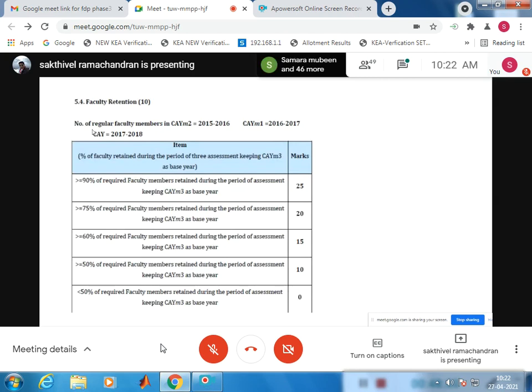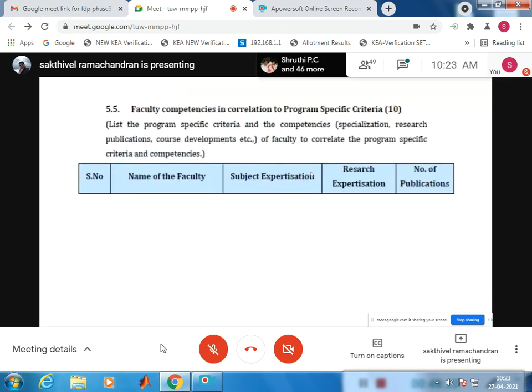Faculty retention, this again has 10 marks. Faculty retention is basically how long the faculty stays there, right? If the retention ratio is 90 or greater than 90, then you will be getting 25 marks, and the remaining reduces appropriately. So faculty retention is also a major factor in order to get these marks. Then faculty competencies in correlation with the program-specific criteria. Competencies in the sense of their specialization, research focus, publications, course development, new lab development, with respect to which area they are competent enough. That also carries 10 marks.